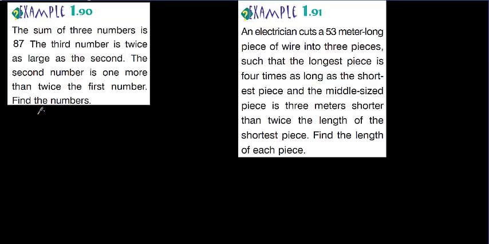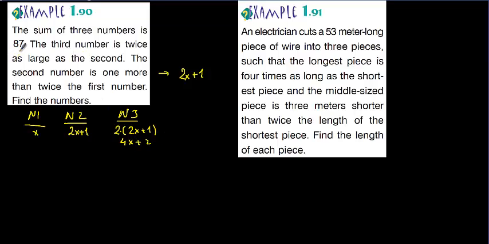So I'm going to start by writing number 1, number 2, and number 3. Everything depends on the first number, so I'm going to say x for that one. The second number is 1 more than, which means plus 1, twice the first number. Twice the first number is 2x, and 1 more than twice means 2x plus 1. The third number is twice the second number, which means 2 times (2x plus 1), which, with the distributive law, is 4x plus 2.